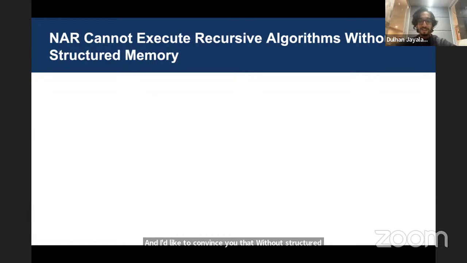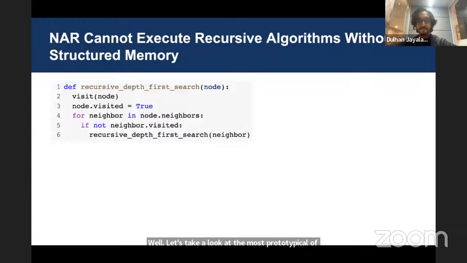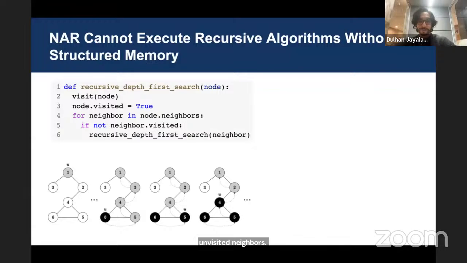And let's take a look at the most prototypical of graph recursive algorithms, a favorite of undergrad algorithms courses, depth-first search. This algorithm is really simple. We start with a given node and we recursively search its unvisited neighbors. And how does this look on a real graph? Well, we have this example on the bottom left that we'll go through now. So the gray nodes are being explored, the black nodes are visited, and U indicates the current focus of the algorithm. The dotted lines tell you the predecessor node in the exploration path.